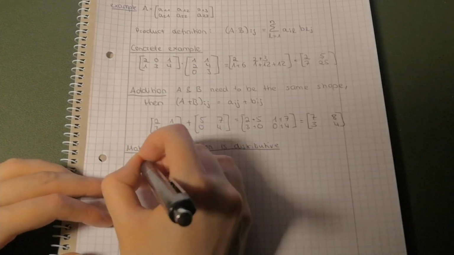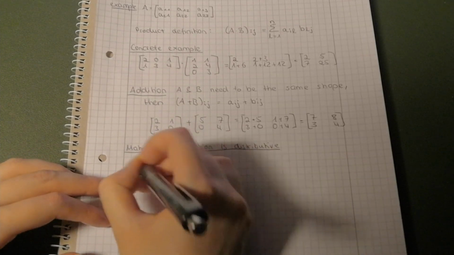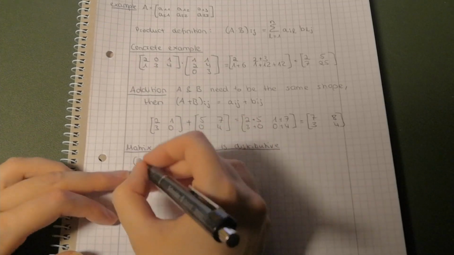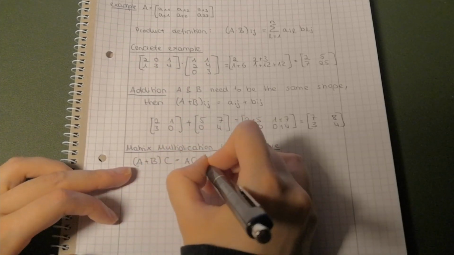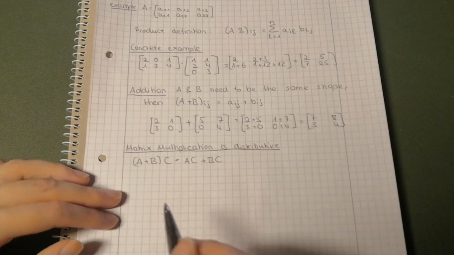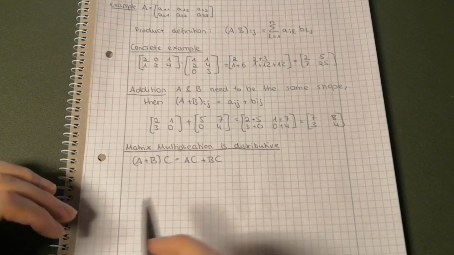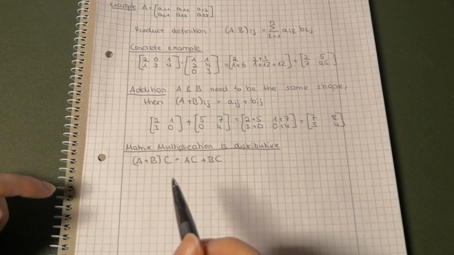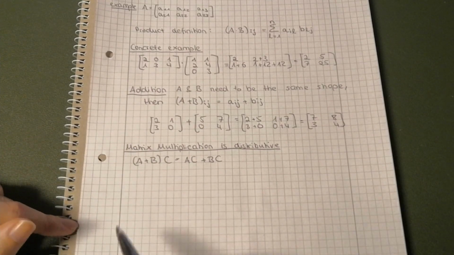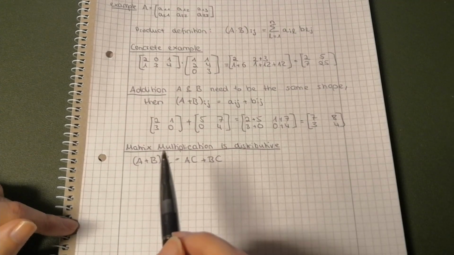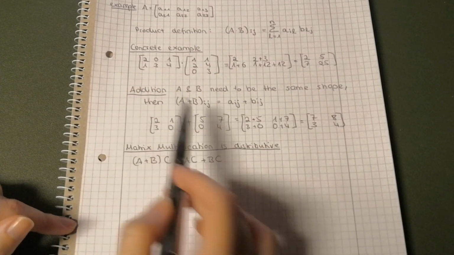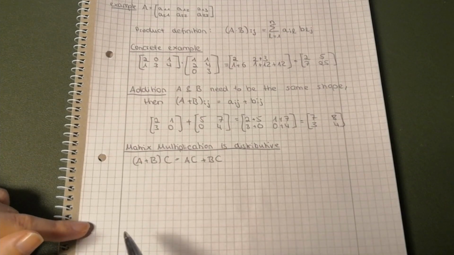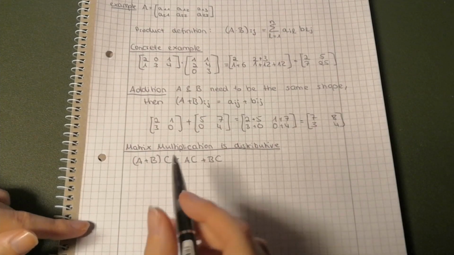And that means that (A + B) times C is the same as AC + BC. And that might look very familiar because, of course, that is true for the normal real numbers that we're working with. But because matrices are different and we have just defined new operations on them, we need to prove that this is the case before we can use it.